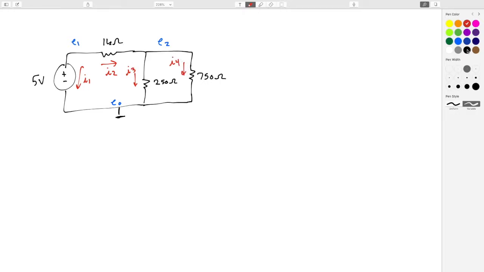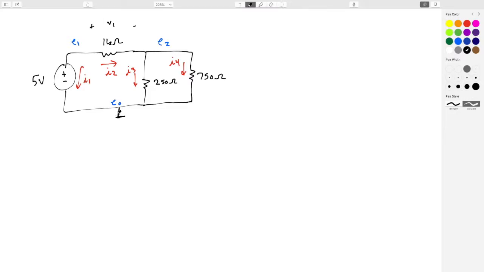Now the voltage across each component can be expressed in terms of node voltages, right? So the voltage left to right across this 1 kilo ohm resistor, maybe if we had a V1, that would be E1 minus E2. Or the voltage across the 750 ohm resistor would be E2 minus E0. Now the ground node, the whole reason we do this, is to call one of the nodes 0. It's our reference. It doesn't mean it's universally 0. It just means it's 0 in the scope of the circuit as we're solving it right now.